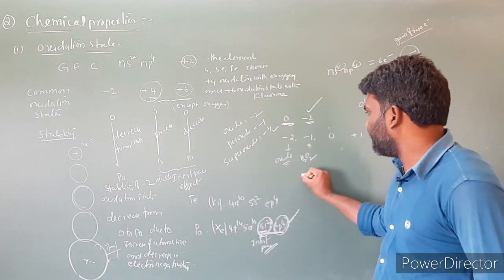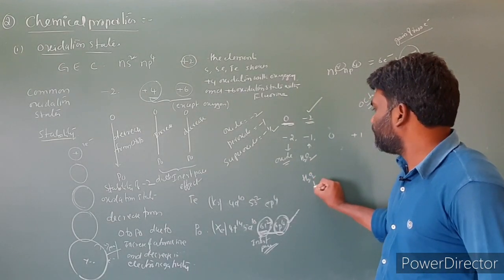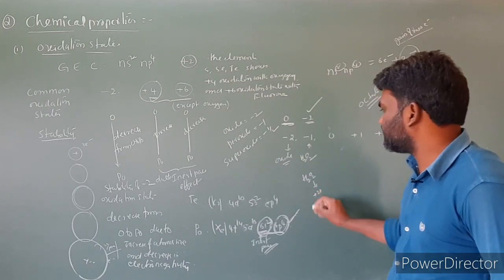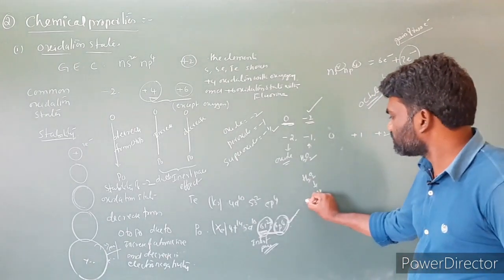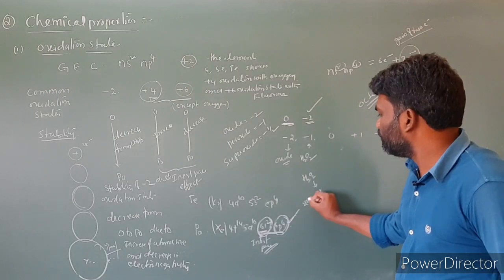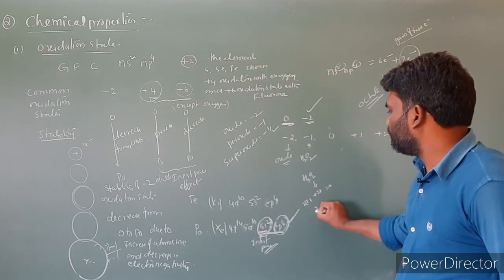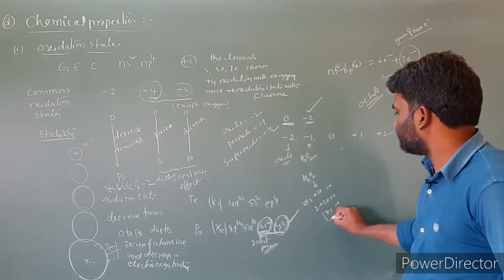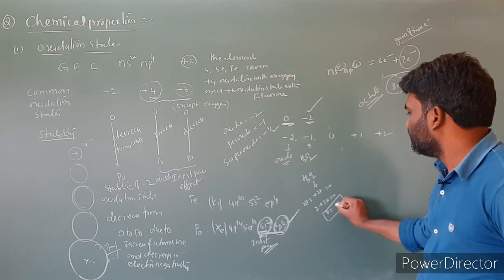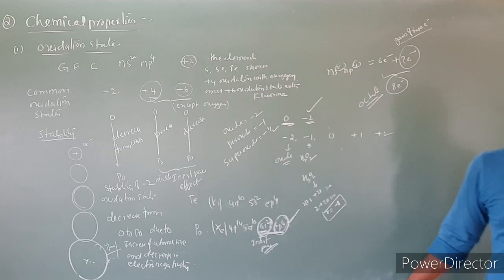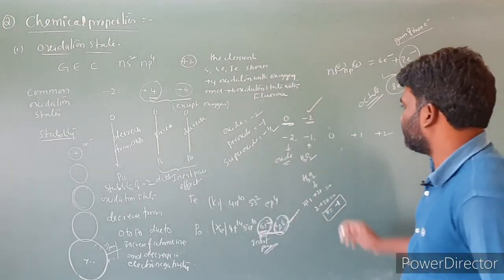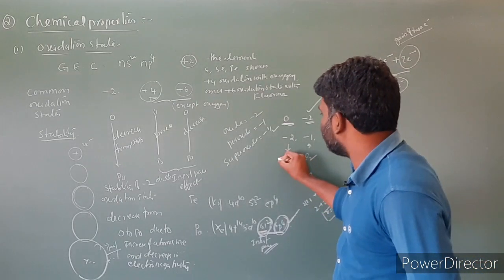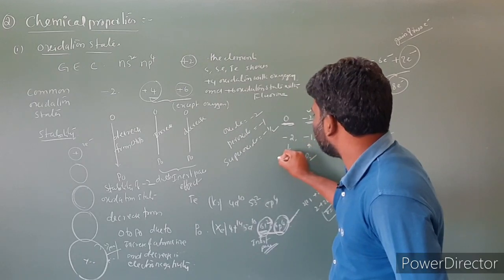So if I am finding it for H2O2, this is 2x plus each hydrogen is +1, so +1 into 2, that is equal to 0. Then 2 plus 2x is equal to 0, so x is equal to -1. So in the case of oxide, you can take any element, for example MgO.